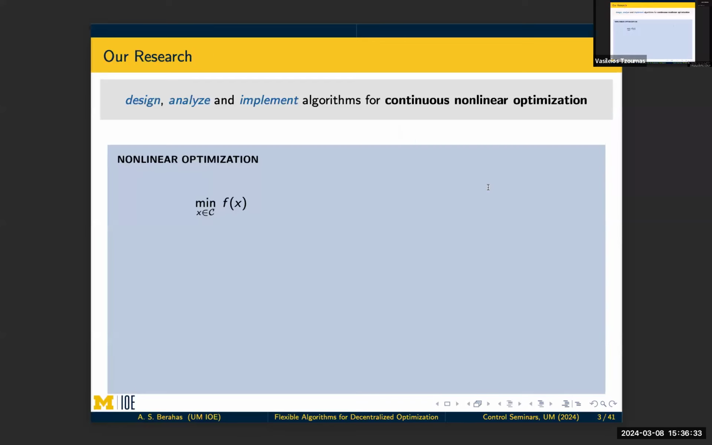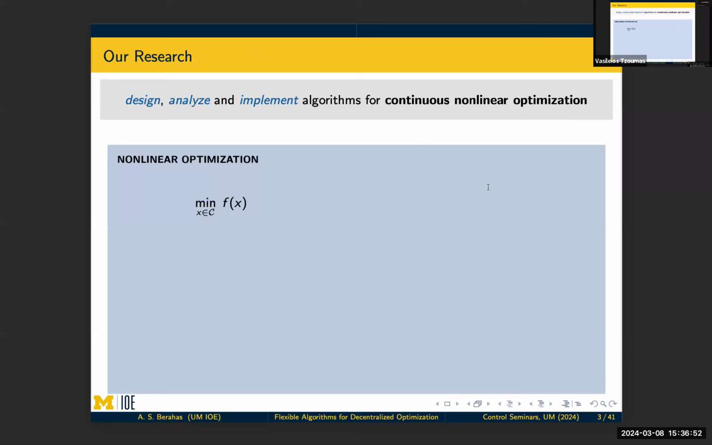So what do we do as a group? We design, analyze, and implement algorithms for continuous optimization. I'm a nonlinear optimizer by training, so what I see when I think about optimization is the following objective function. Minimize some function f of x. You can think about f being nonlinear, and a constraint set C.